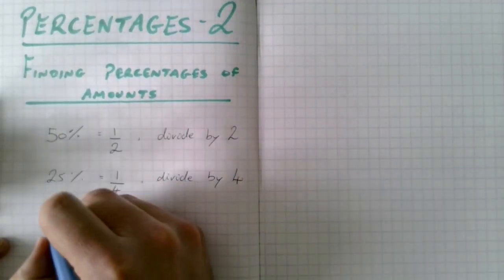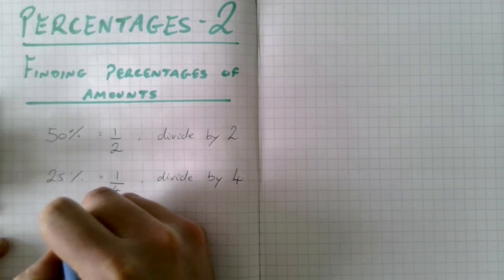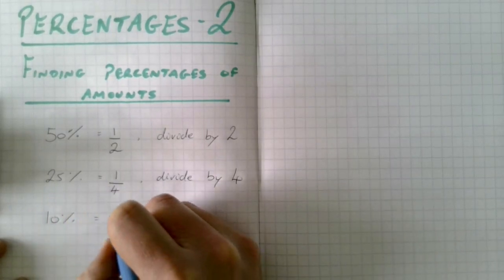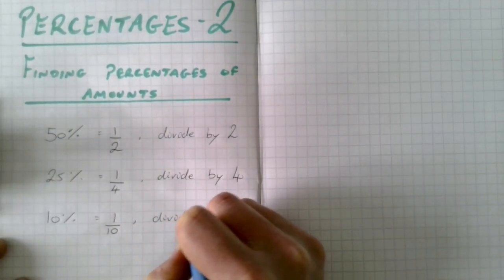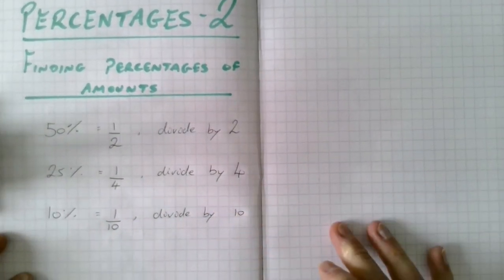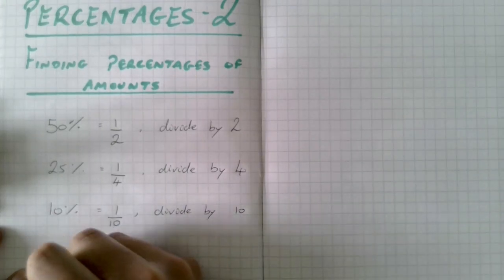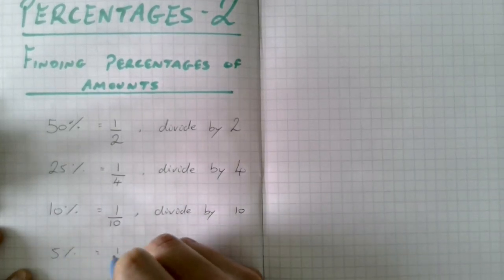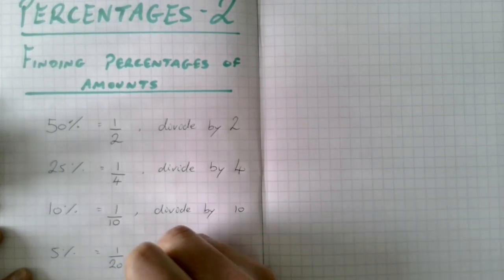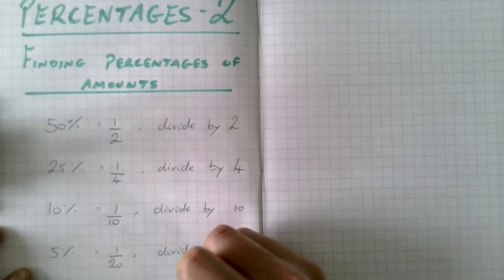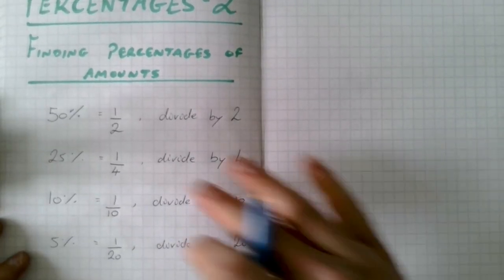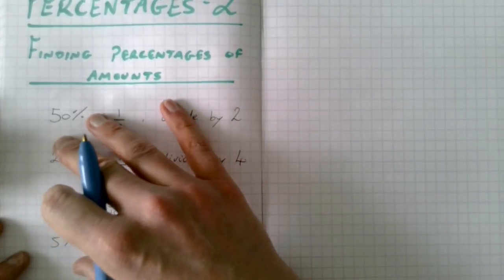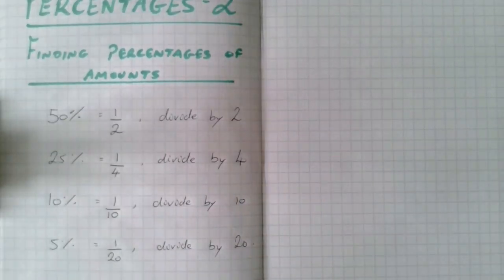Another important one that gets used quite regularly is 10%. So 10% out of 100 is a tenth. So if I was looking for 10% of something, I would divide by 10. And the other one that I'm going to do is 5%, which is 1/20th of 100. So if I was looking for 5% of something, I would divide by 20. So these four fairly round numbers here are useful for non-calculator percentages.